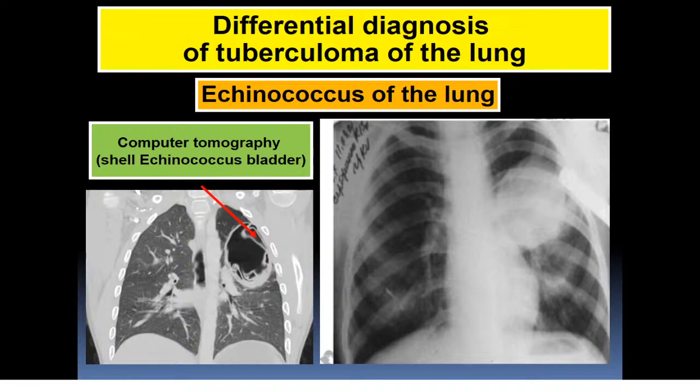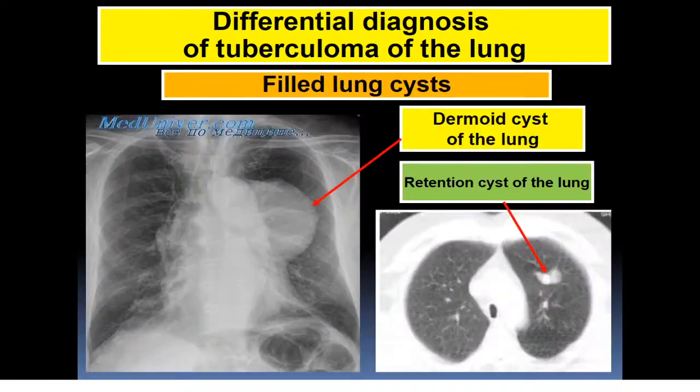Next differentiation. Lung cysts. On this X-ray, we can see a dermoid cyst of the lung. Inside of this cyst, fluid. Therefore, we can see a round formation.